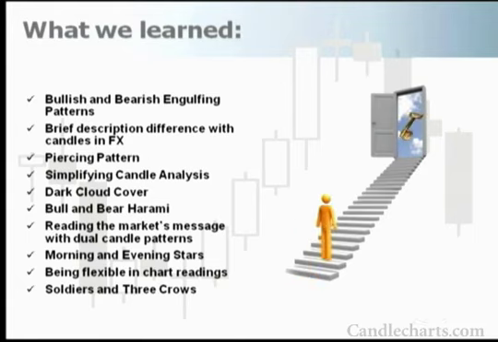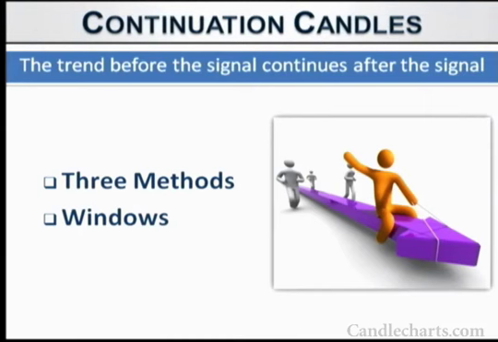So we're moving up the steps a little bit more. Here we have the continuation candles. And continuation means that the trend is supposed to continue in the direction that it had before the signal. So one of the continuation signals is called the rising and falling three methods.